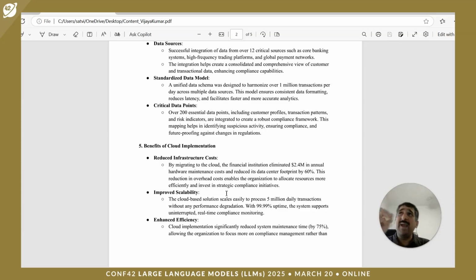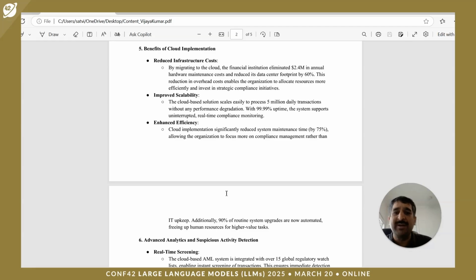Now, improved scalability based upon the volume in all the cloud offerings. There is a concept called auto scaling: the more data volume you get, the more computation resources you can request at that time, and once it is processed, you can bring down the cost of your hardware and the processing cost. That's the meaning of scalability. Cloud implementation also significantly reduced system maintenance by 75%.